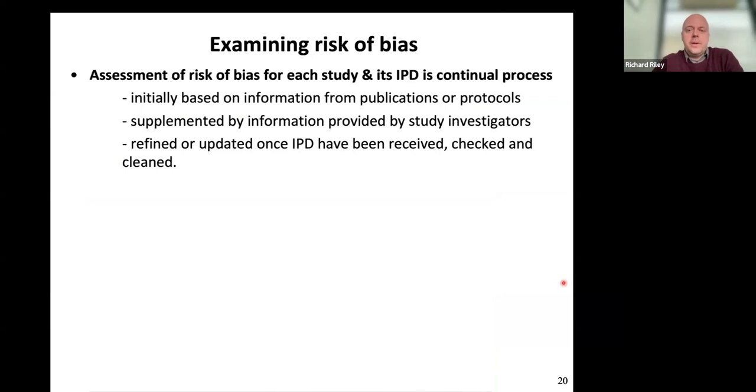Okay. What about examining risk of bias? So risk of bias refers to the quality of a study. Now, a standard systematic review would base a risk of bias assessment on the information from a study in terms of the protocol, in terms of the study report, maybe also by information provided by study investigators.